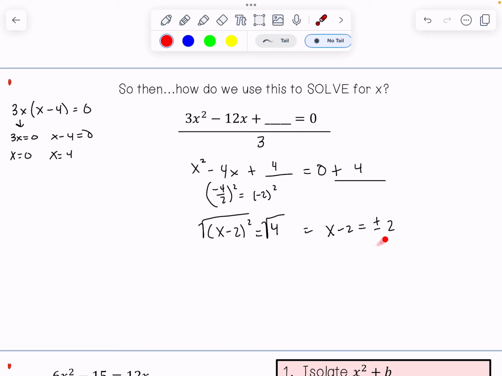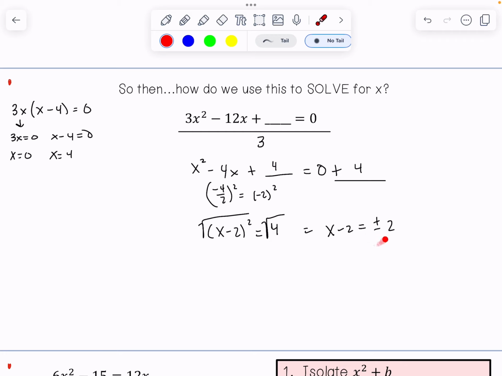So the first thing I'm going to do is I'm actually going to switch those. So I'm going to end up with 6x squared. I'm going to subtract my 12x to the other side. I'm going to add my 15x to the other side. So that's what I've done. I've moved my constant to the side by itself, and I have my square term and my b term together.